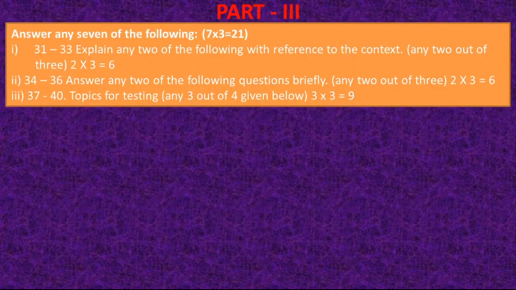And let us go to part 3. In part 3, 31 to 35, explain any 2 of the following with reference to the context. Any 2 out of 3. What is this? This is called ERC. Explain with reference to the context, ERC. 3 questions will be there, and you have to answer only 2 questions. Each question carries 3 marks. So 6 marks, 2 into 3.